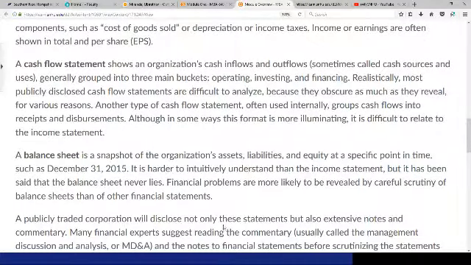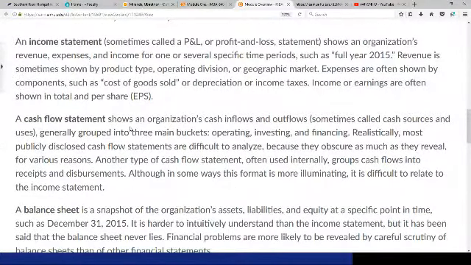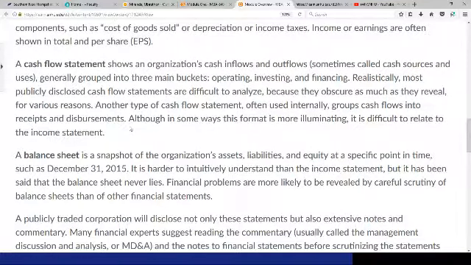Okay. A cash flow statement, and again, this is going to be huge, guys. It's going to be huge on milestones 1, 2, and 3. It shows an organization's cash flows, cash inflows and outflows, sometimes called cash sources and usages, generally grouped into 3 main buckets: operating cash flow, investing, and financing. Realistically, most publicly disclosed cash flow statements are difficult to analyze because they obscure as much as they reveal, for various reasons. Another type of cash flow statement, often used internally, groups cash flows into receipts and disbursements. Although in some ways this format is more illuminating, it is difficult to relate to the income statement.